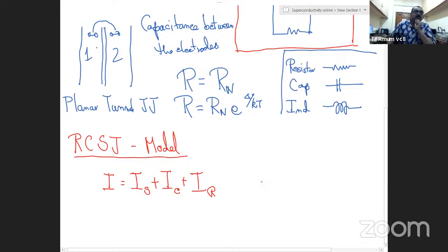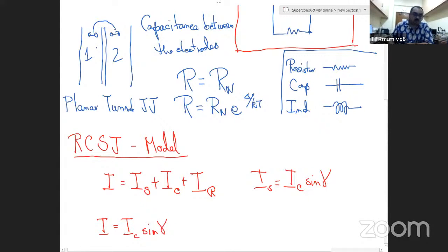So you know that I_S will be given by I_C sine gamma, where gamma is the gauge invariant phase. This was part of your assignment problem that you have already submitted. So therefore, the first term is I_C sine gamma. What is the second term? Now you know that the current through a capacitor is proportional to the rate of change of voltage. So it is C dV/dt. And the current through a resistor is given by Ohm's law. So it is V by R.